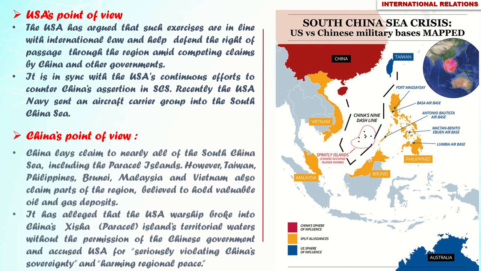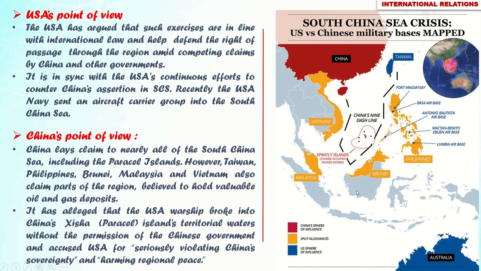What is China's point of view? China's list claims nearly all of the South China Sea, including the Paracels. However, Taiwan, the Philippines, Brunei, Malaysia, and Vietnam also claim parts of the region, believed to hold valuable oil and gas deposits. China allegedly says that a USA warship broke into China's Paracel Islands territorial waters without the permission of the Chinese government, and accused the USA of seriously violating China's sovereignty and harming regional peace. So the USA's point of view and China's point of view are completely different.